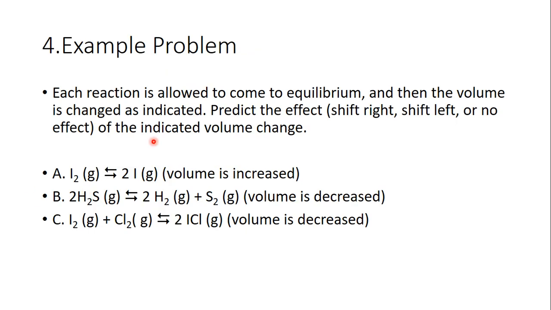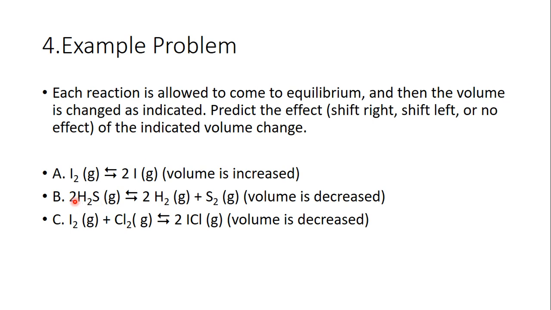Let's take a look at an example problem for this. We're at equilibrium for reactions A, B, and C, and we change the volume. What is going to happen to the reaction? Is it going to shift right, shift left, or no change? For A, I2 goes to 2I, so 1 mole to 2 moles. If we increase the volume, we decrease pressure. Therefore, to make up for that decrease in pressure, we're going to make more gas molecules, so we shift to the right.